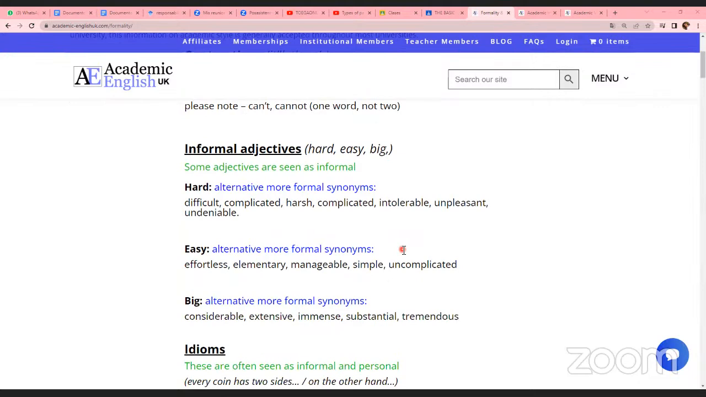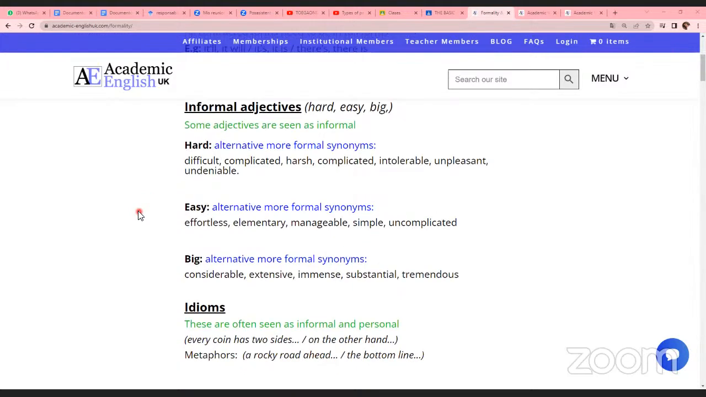And then we have, this is common, informal adjectives. For example, hard, easy, big. Some adjectives are seen as informal. So if you want to use hard, try to look at synonyms for hard. It's key. This is a key part. If you don't know the meaning, of course, you're not going to go directly to the first meaning that you find. No, you have to investigate if that's the correct meaning of it. It's an investigation. You have to look if the resource is reliable.